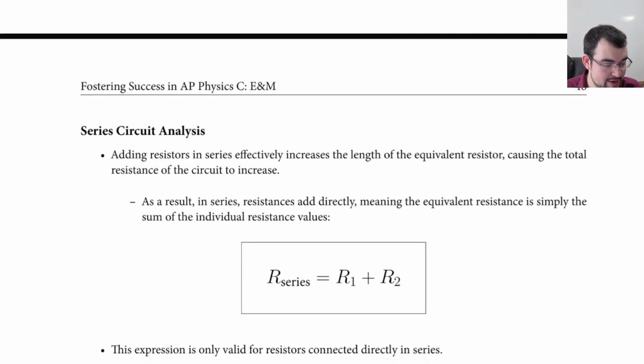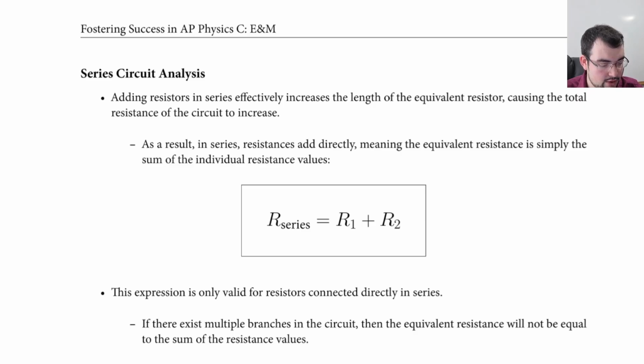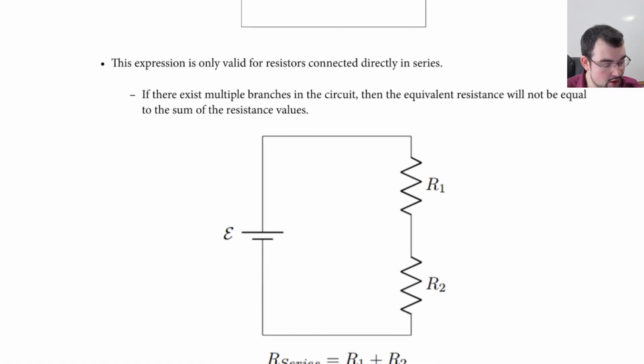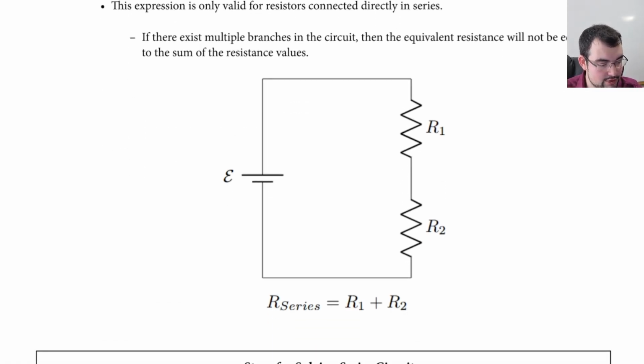To begin, we have the easy case of equivalent resistance, which is series. In series, you just add the resistances together. The only time you can add resistance to find REQ is if your resistors are connected directly in series, meaning there is no path that you can take other than going through one after the other. So if I go through resistor 1, I'm forced through resistor 2. I can't just go somewhere else.